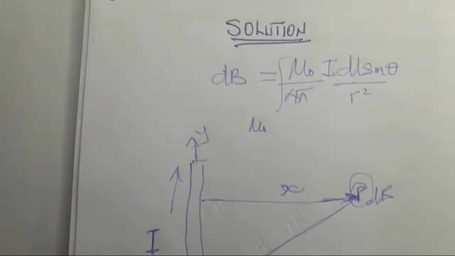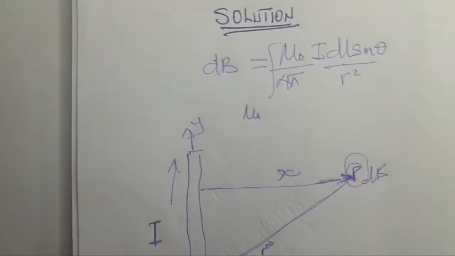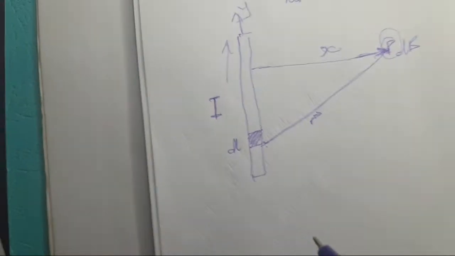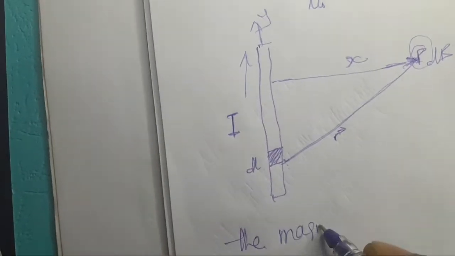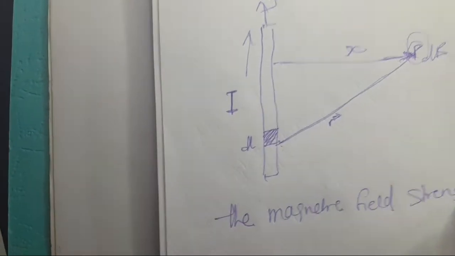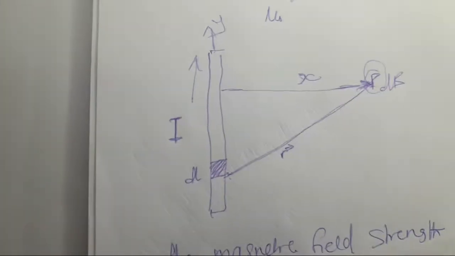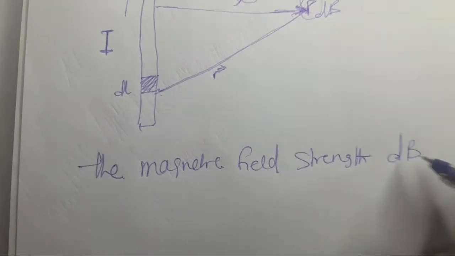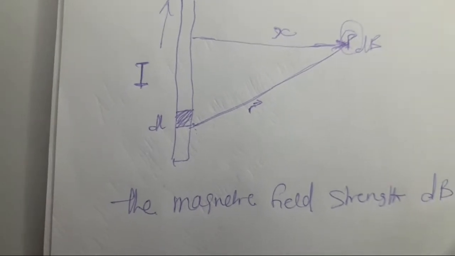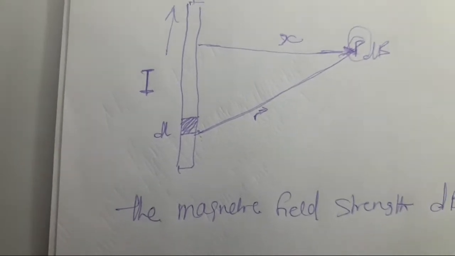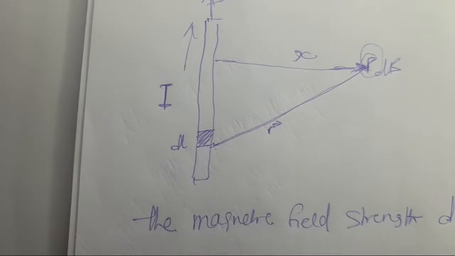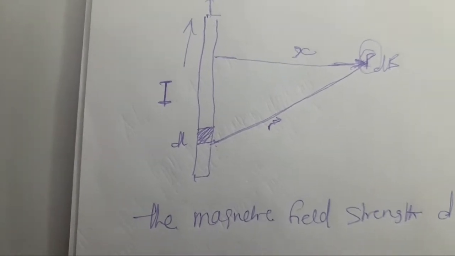What do we do from here? I told you that we are using Biot-Savart law. So from here, the magnetic field strength dB is equal to the integral of mu naught over 4 pi, I dl, that's the element, I will explain it all, over r squared.